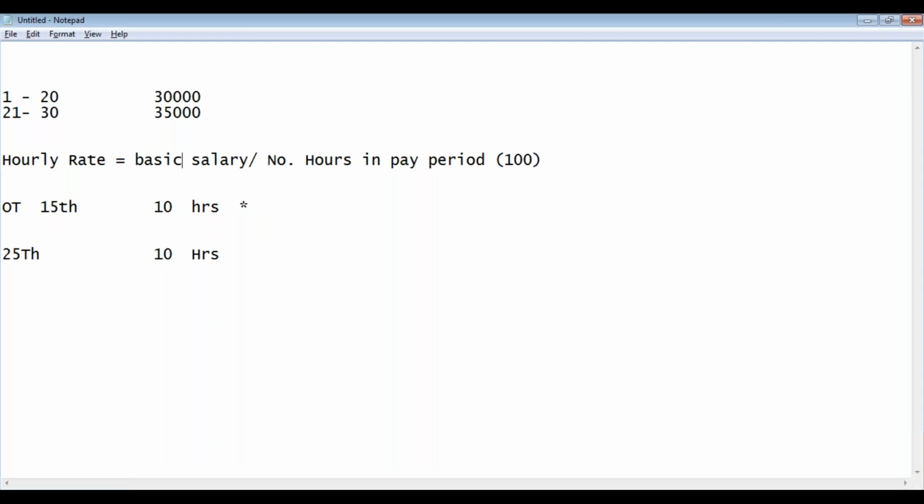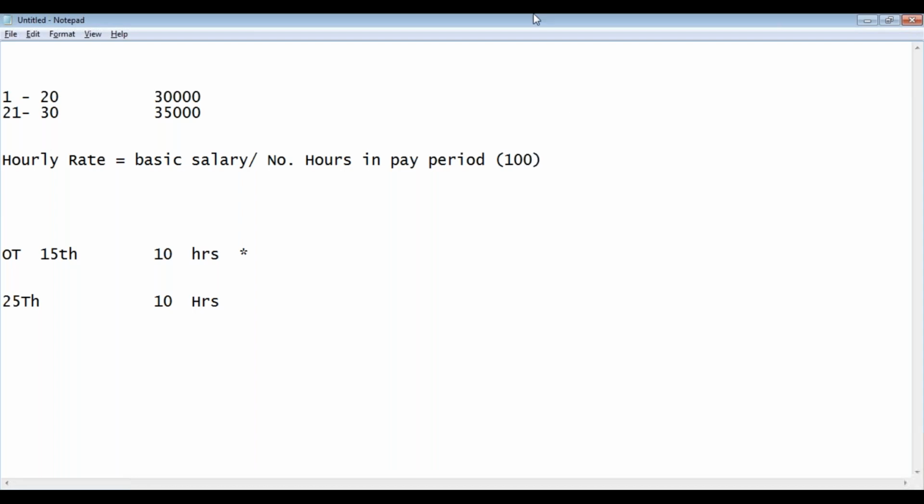into 10 hours. So are you considering the same 35,000? If not, your basic salary, assume that is 30,000, divided by 100 hours, you will get the per hour rate. So here we will have two hourly rates again. The hourly rates also will be calculated based on the partial period.